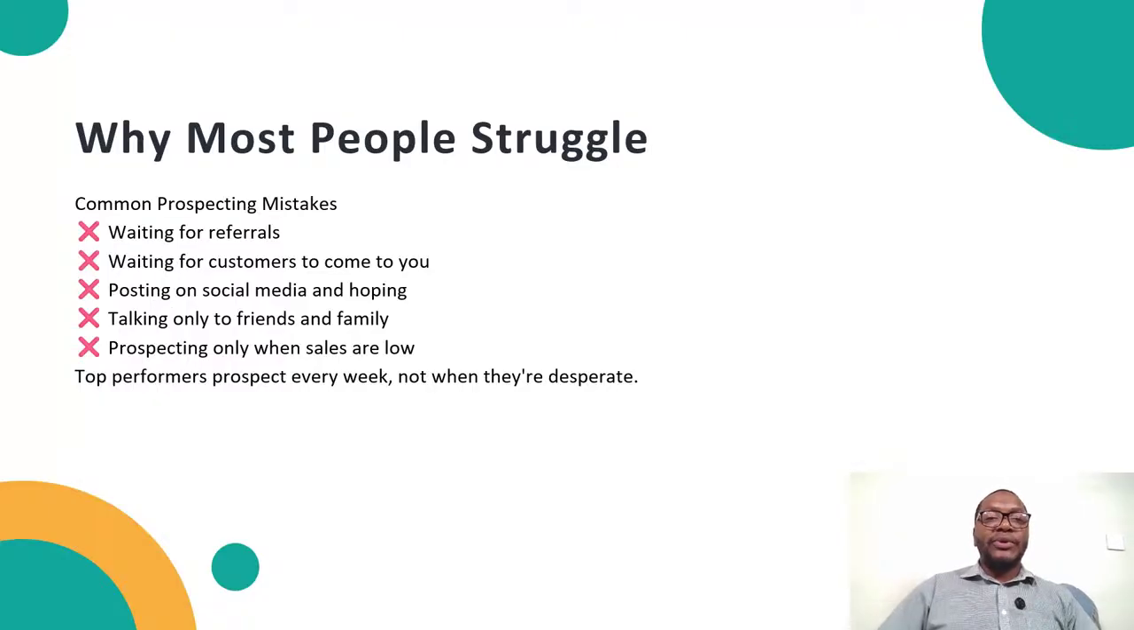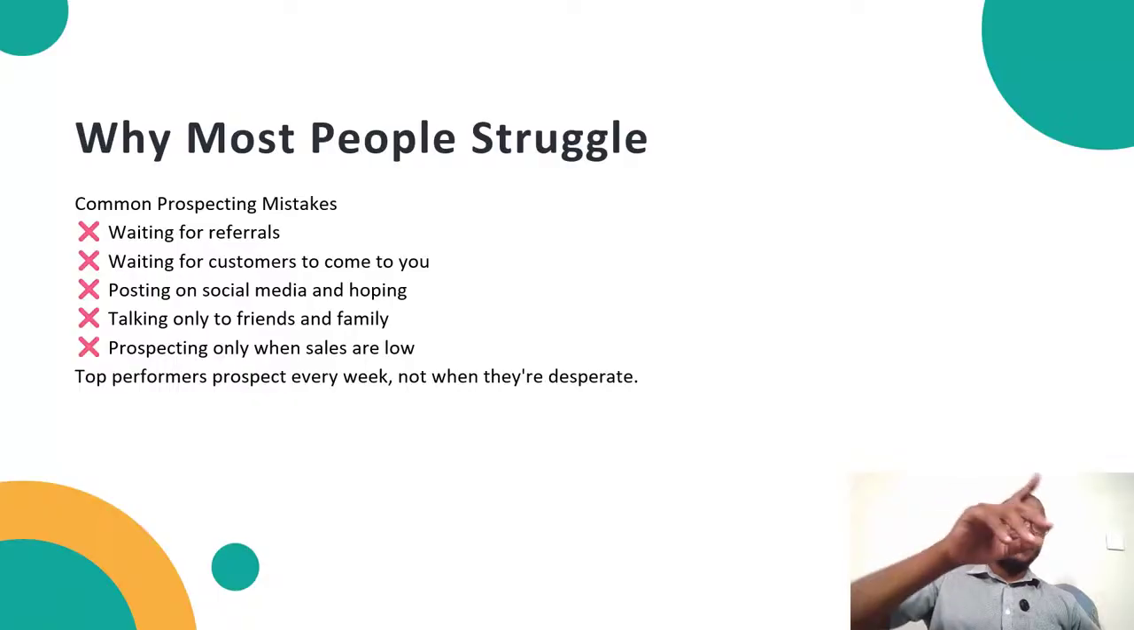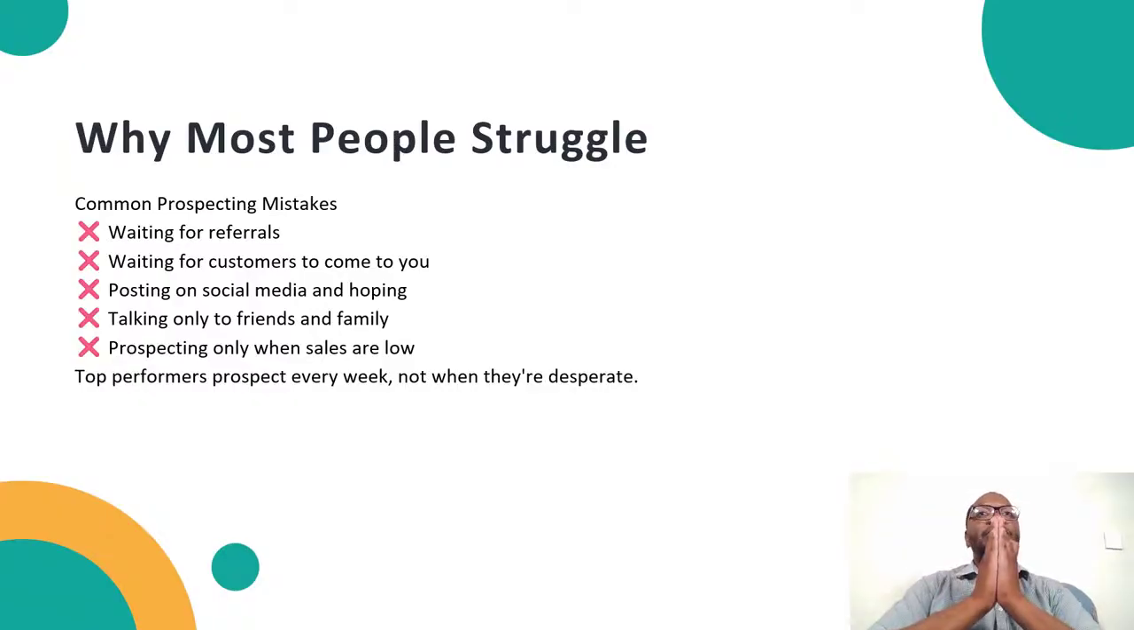So, why do most people struggle? The most common mistakes people make when prospecting or generating leads is they're waiting for referrals, and they are waiting for customers to come to them. So you're seated at your business, in your office, and you're waiting for customers to see the signpost, to see the website, and come to you. You're posting on social media and you're hoping for the best. So you're posting, but you don't actually have the next steps after posting. What happens next? You don't have that in place. You're just there and you're praying for something to happen.